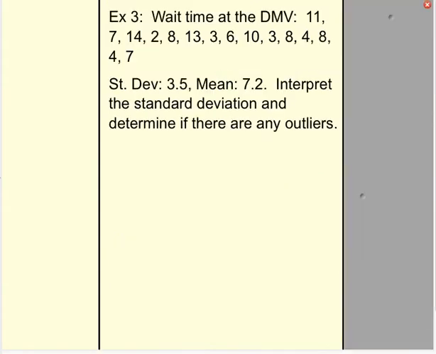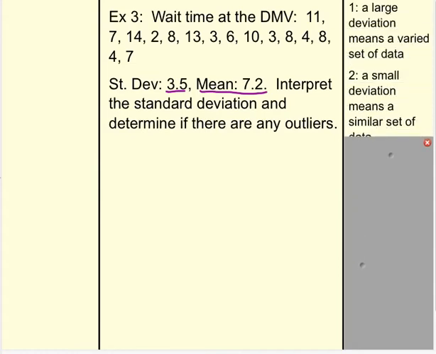Next example. Here's a list of data that's wait time at the DMV in minutes. So the average wait time at the DMV was 7.2 minutes, and the standard deviation was 3.5 minutes. 3.5 minutes for wait time doesn't sound long to me, so I'm going to say that this is a small standard deviation, so the data set is similar.